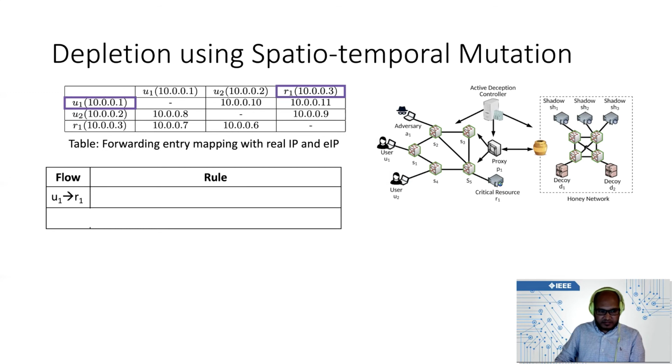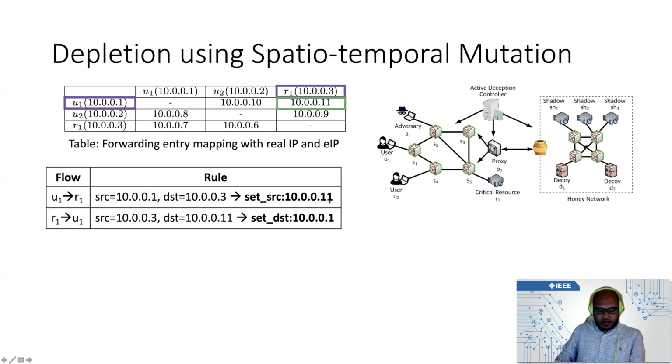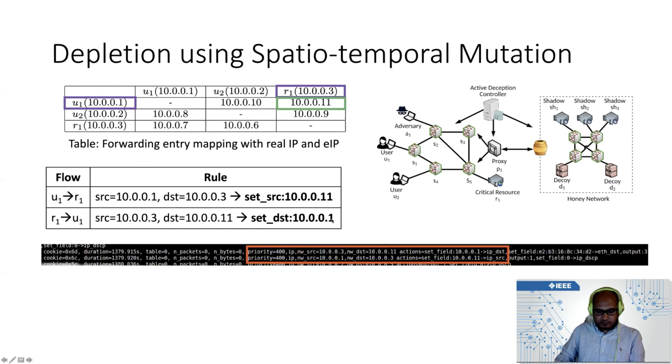These are the real IP addresses. So the mapping says that instead of using U1's real IP 1, it will use 11 to reach critical resource R1. Therefore, a flow rule will be installed where the source is 1 and the destination is 3, and the source will be changed to 11. Similarly, when R1 replies back to U1, the destination will now be changed from 11 to 1. This is the actual flow rule that is installed into the switches after this API gets called.